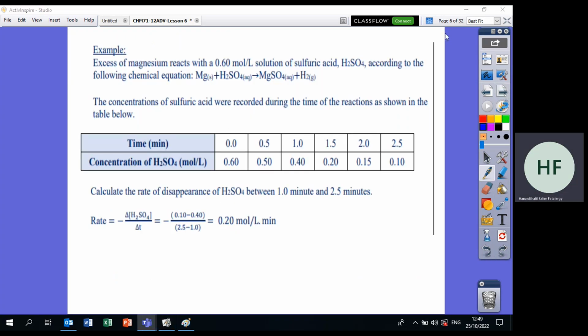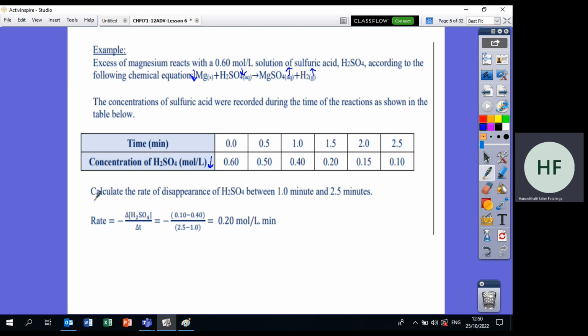Okay, now in this question we have time 0, 0.5, 1, 1.5, 2, 2.5, and then we have the concentration of H2SO4. Now is this concentration increasing or decreasing? This is decreasing. Why is it decreasing? Because H2SO4 is a reactant. So during the reaction, this one will decrease, this one will decrease, this one will increase, and this one will increase. Always, reactants decrease and products increase. So these two will decrease and these two will increase.